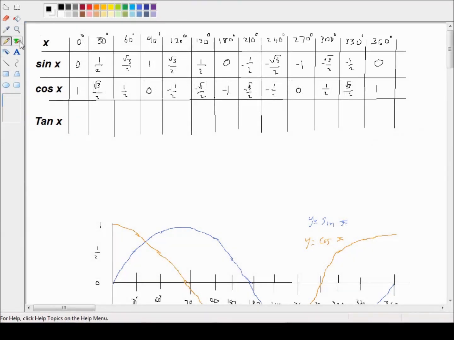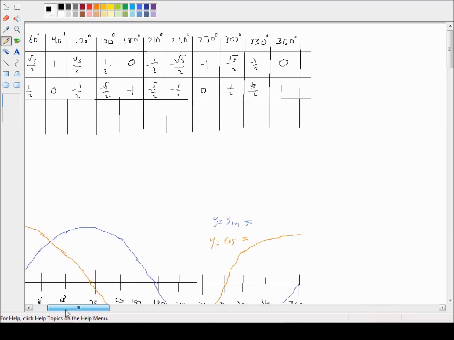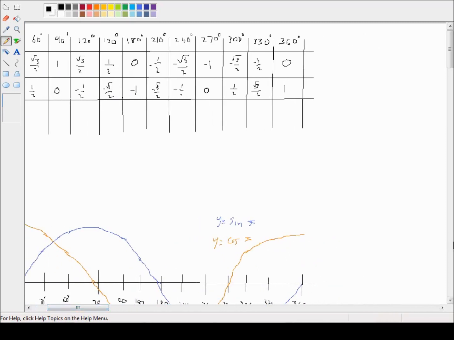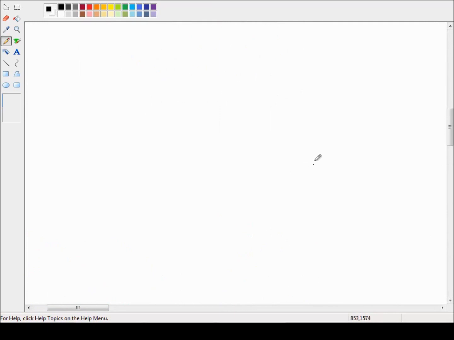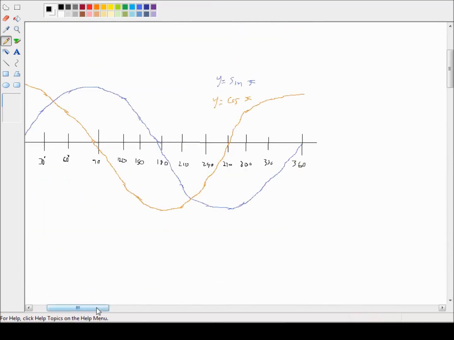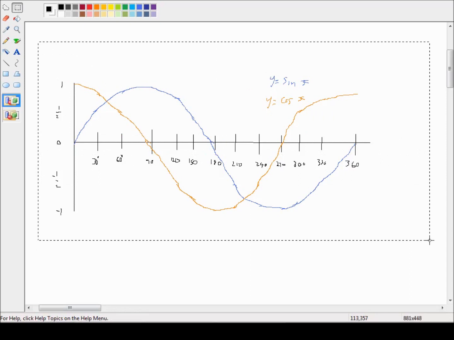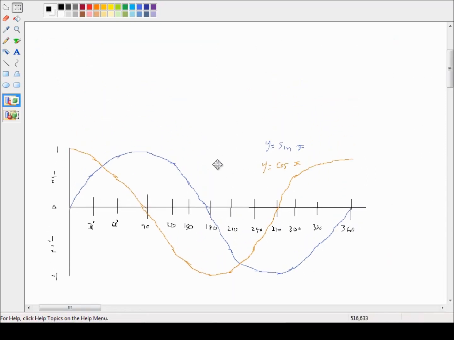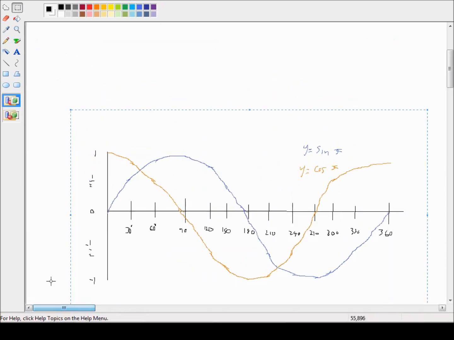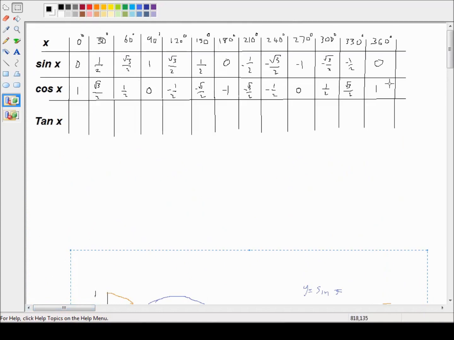Okay then, well this is the same graph that we've done before. In fact, I'll just show it you. All I've done is move it a little bit out the way, a little bit further, to give myself more space. And I've taken the same table that we had before, and I've just added another row, which I've labelled tan x.